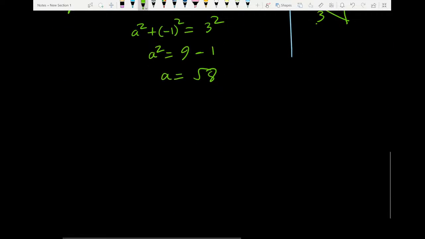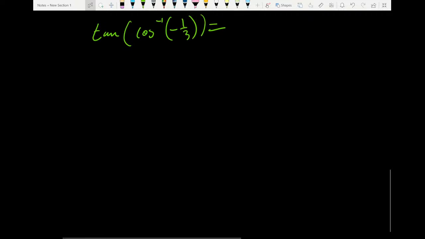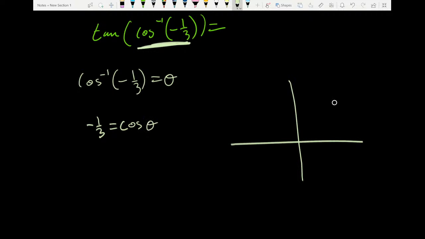Let's do a little bit harder one. Tangent of cosine inverse of -1/3. Cosine inverse of -1/3 equals theta. So we're looking at cosine inverse. Cosine inverse is in the first and the second quadrant. Since it's negative, it's going to be in the second quadrant.